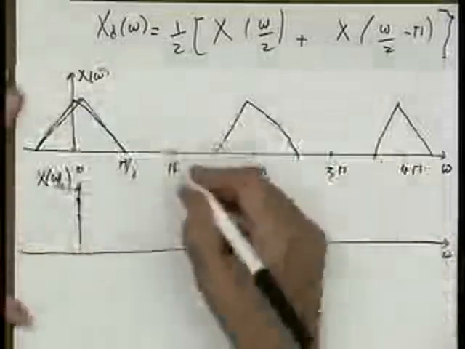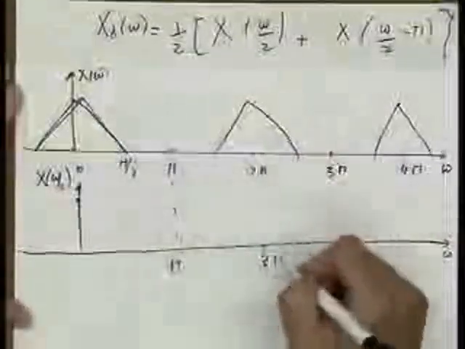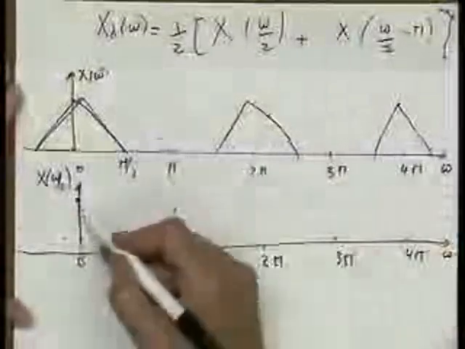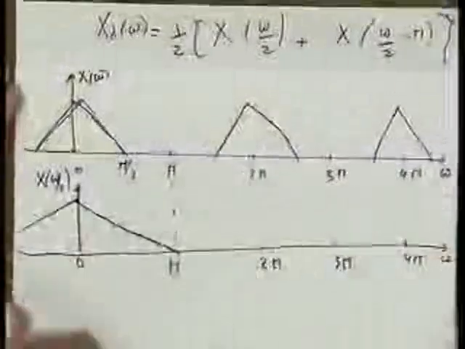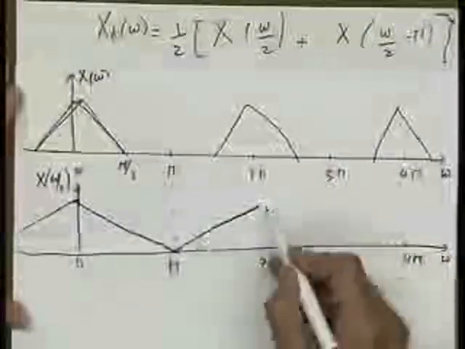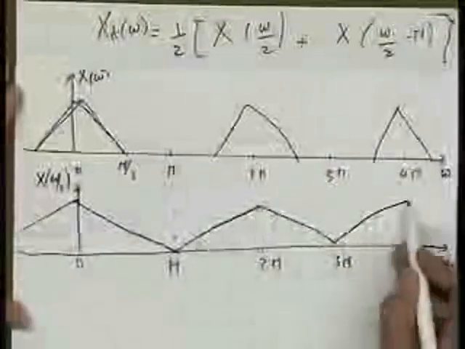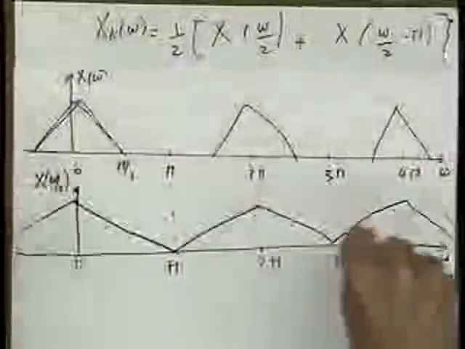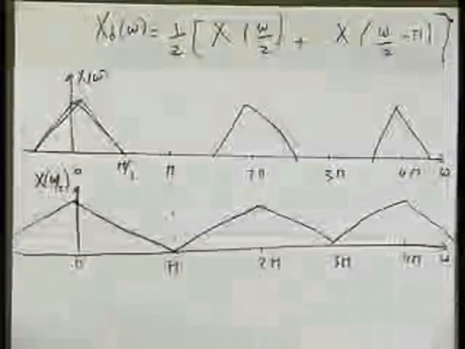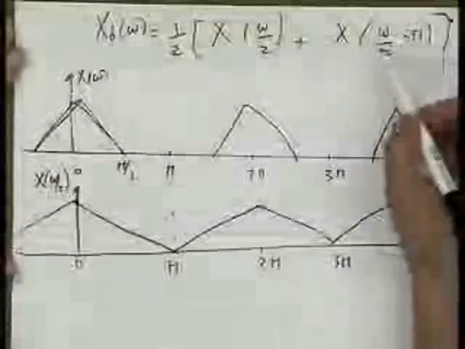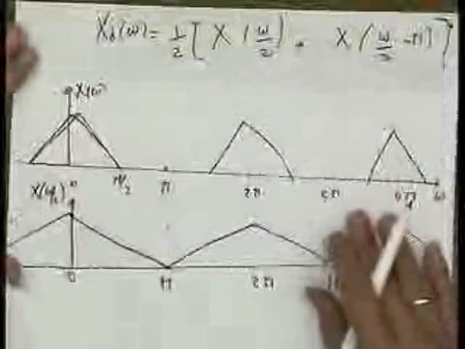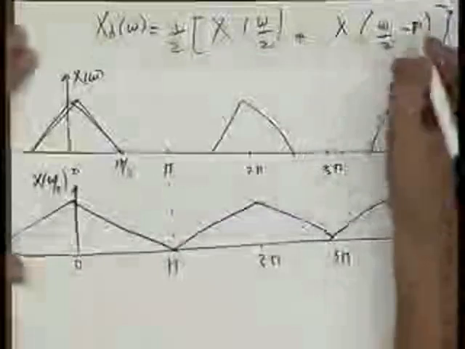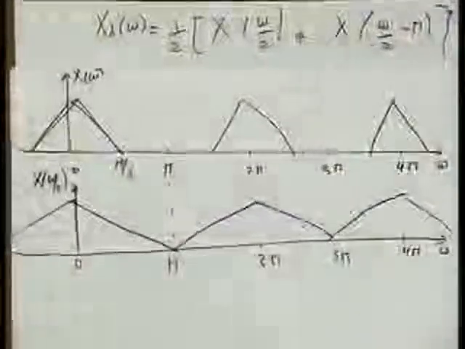So it would start here, but if this is pi again, 2 pi, 3 pi, and 4 pi, and 0, this thing will go like boom. And this guy gets stretched. That's what scaling by a factor of 2 on your horizontal axis does. It pulls it like a rubber band. And the next term I have to do is X of omega over 2 minus pi. So how does that look as a function of omega?